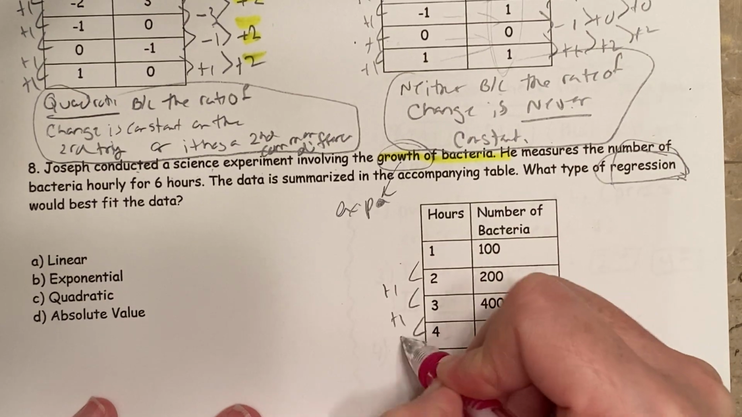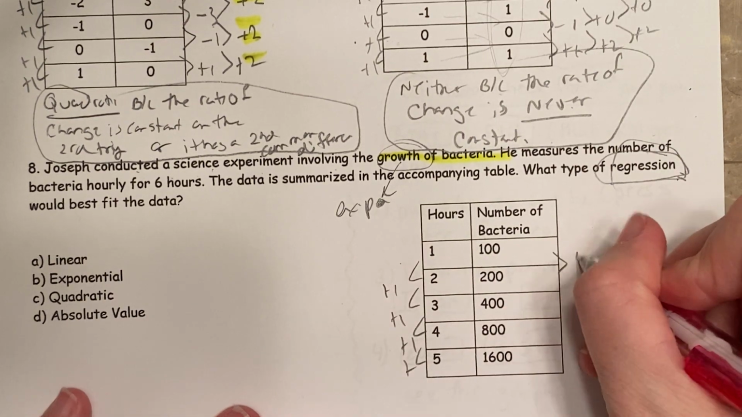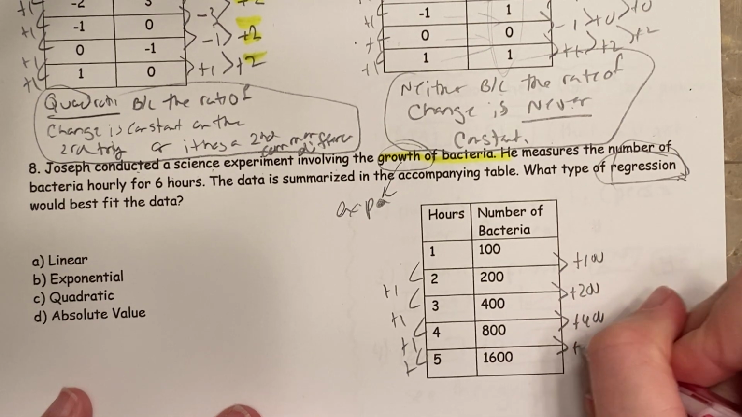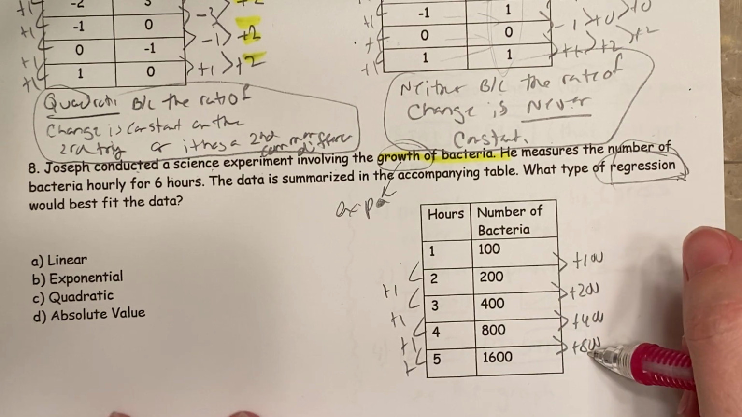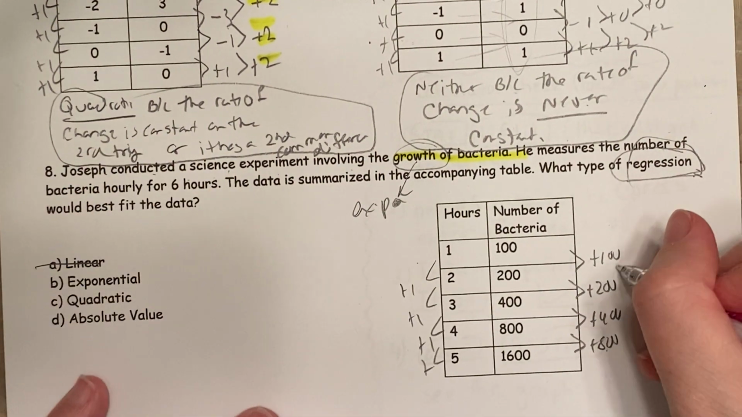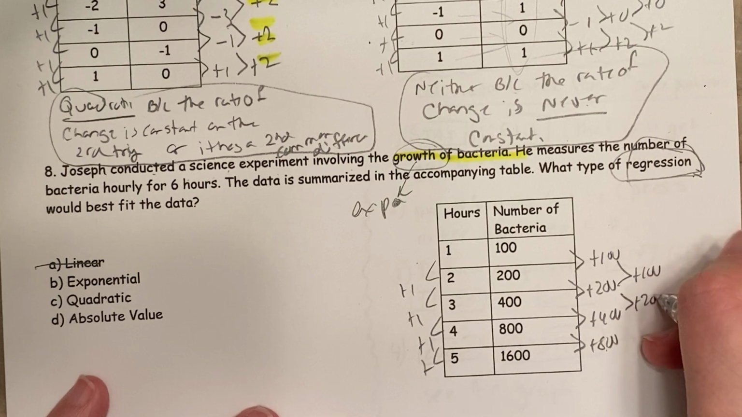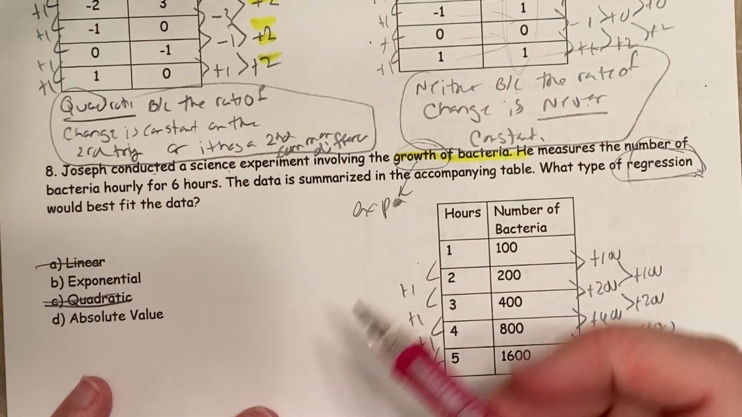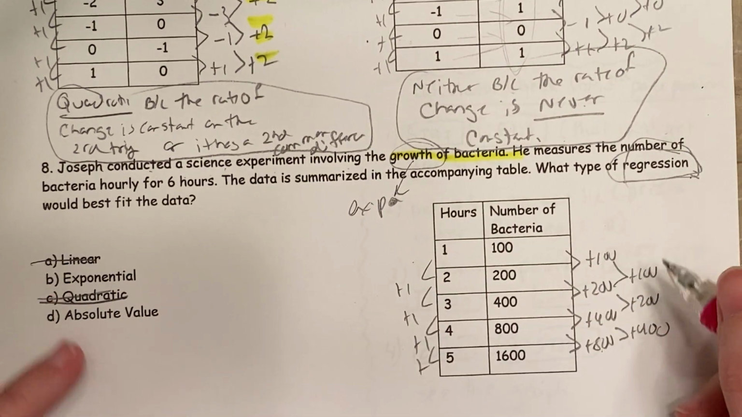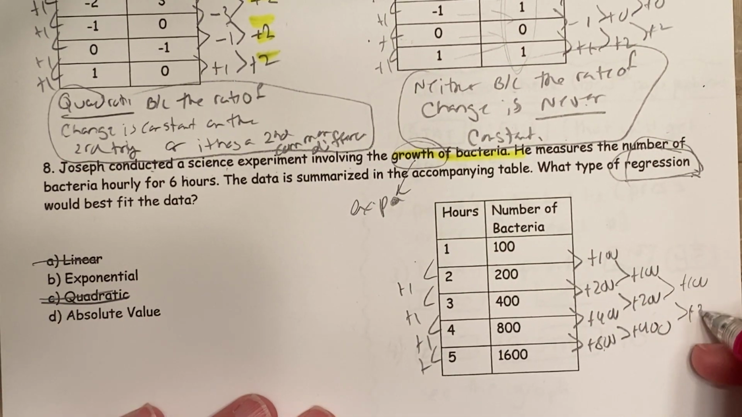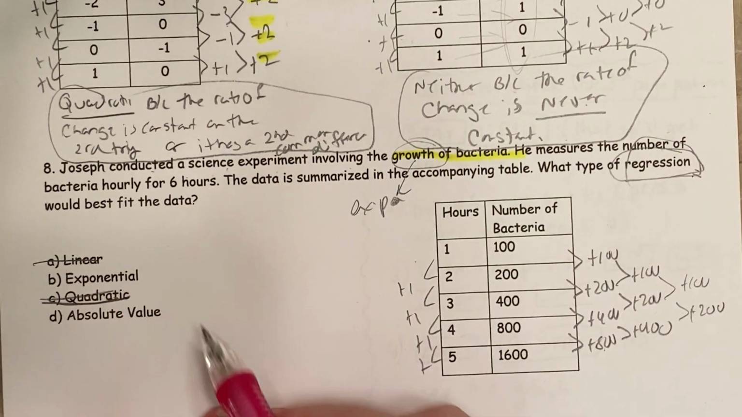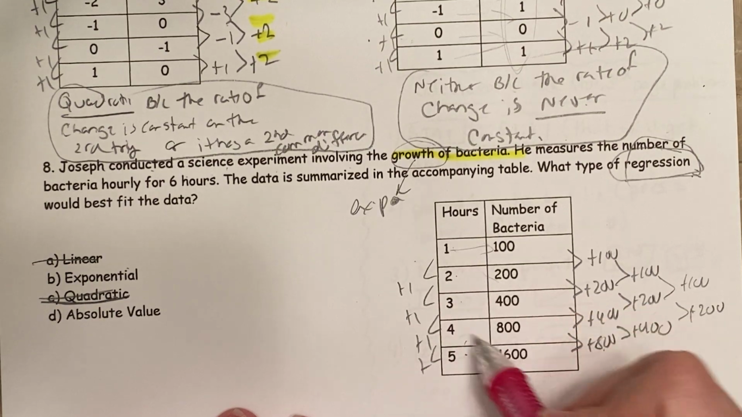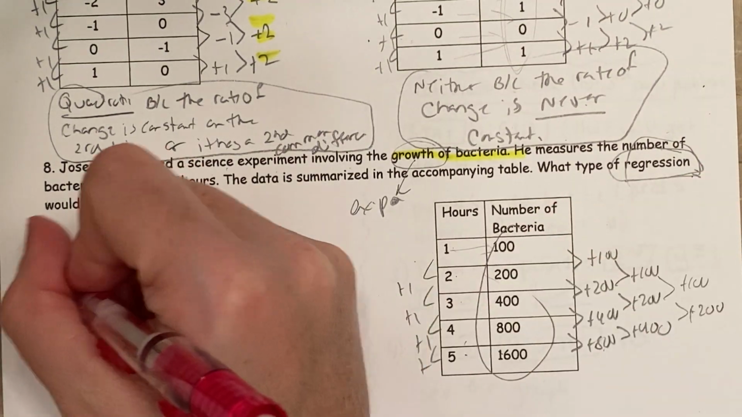Okay, +1, +1, +1, +1. So we have 100, 200, 400, 800, so not linear. Then we have 100, 200, 400, not quadratic. Okay, so I'm guessing it's going to be neither because I don't even see cubic here. So the third one's no good. All right, so is it absolute value or is it exponential? Well, I don't even see any negatives. And are these numbers? Nope. Okay, so you know it's going to be exponential.